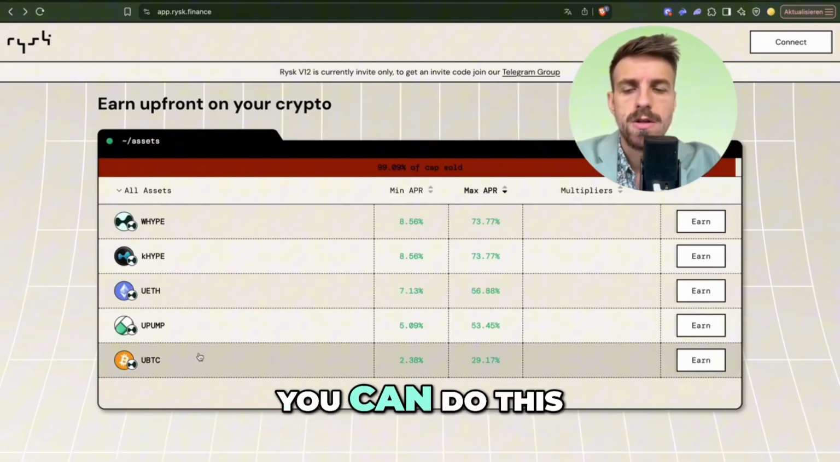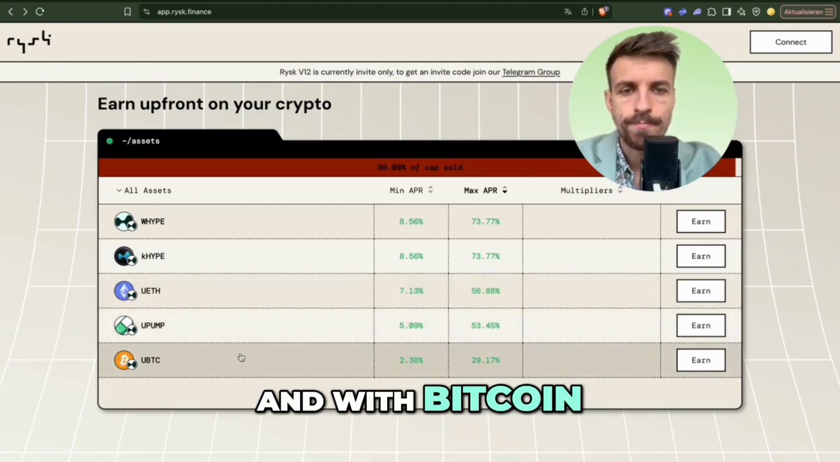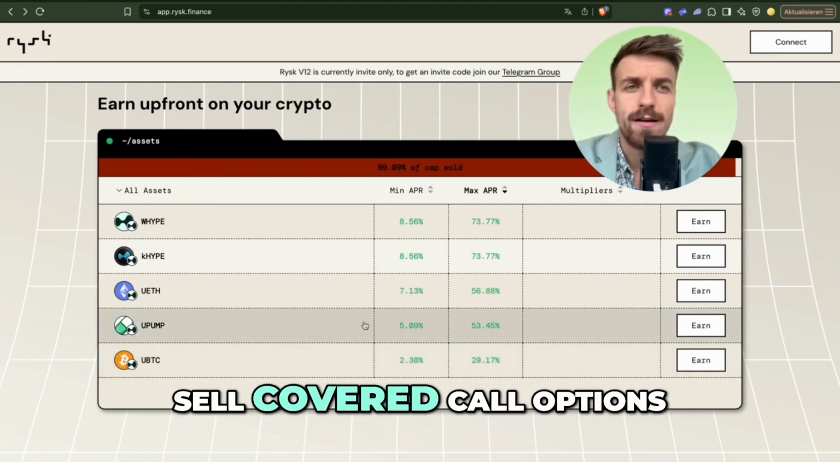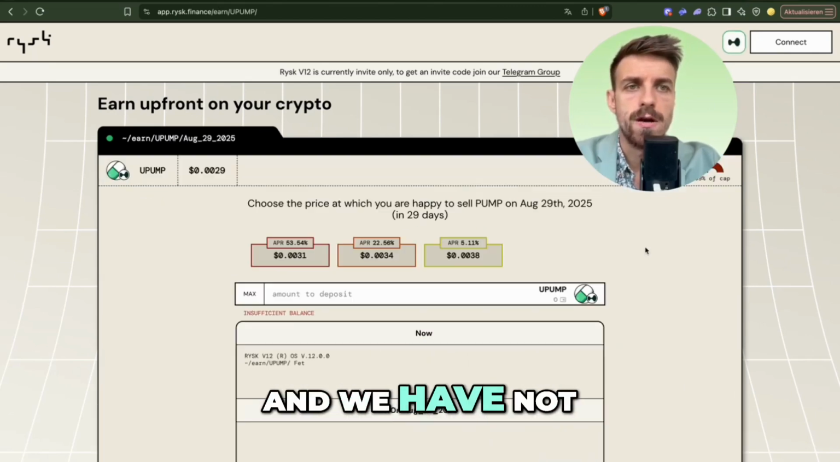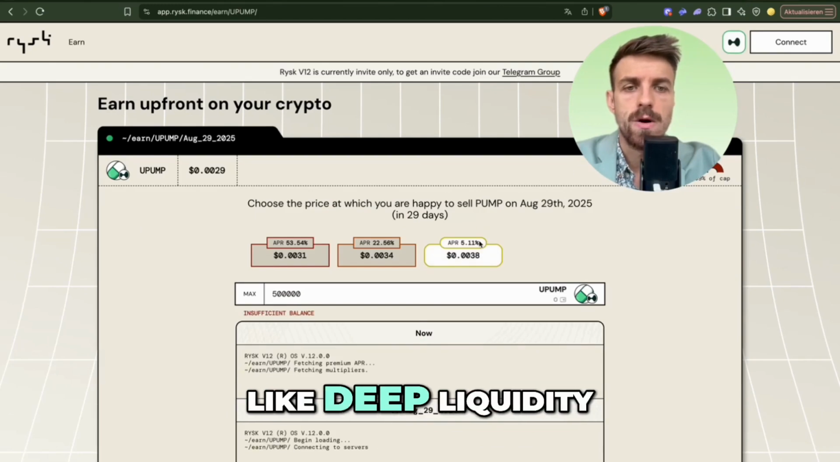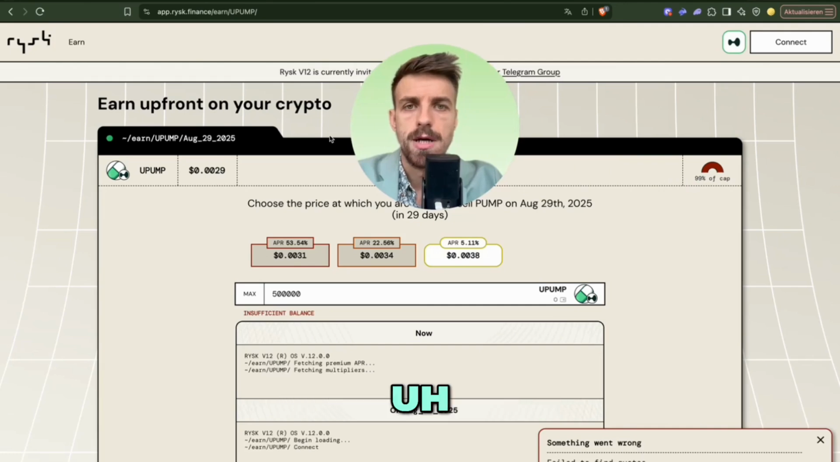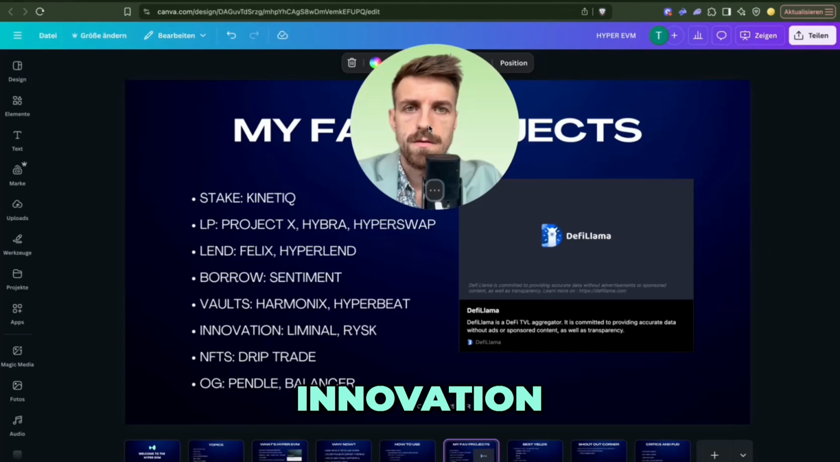And of course, you can also do this with other assets. You can do this with ETH, with Pump, and with Bitcoin. And yeah, to be able to sell covered call options on an altcoin like Pump is quite unique, and we have not seen this with deep liquidity until now. So HyperEVM enables this form of innovation.